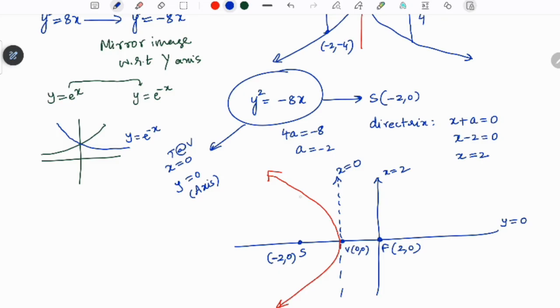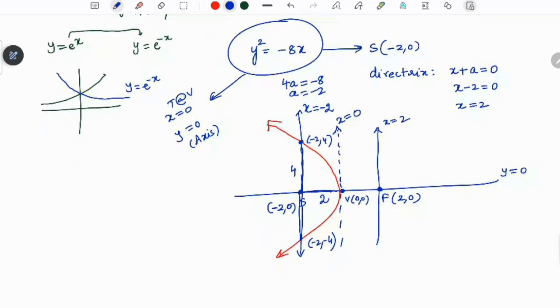Now, what about the ends of the latus rectum? This is 2 units. So that means this is 4 units. This is minus 2 comma 4. Minus 2 comma minus 4. These are the ends of the latus rectum. What is the equation of the latus rectum? What is the equation of this line? The equation of the latus rectum is x equals minus 2. Okay. y squared equals negative x means the parabola is opening towards left. All right. So this is also clear. Now.